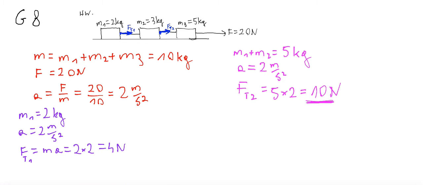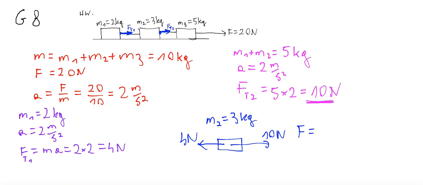Let's focus, let's say, on mass only m2. Yes? m2, which is equal to 3 kilograms. Mass m2 experiences two forces. 10 newtons acting to the right, and additionally 4 newtons acting to the left, the tension of first. So what is overall force acting on this? Overall force acting is the difference between 10 and 4, which is 6.